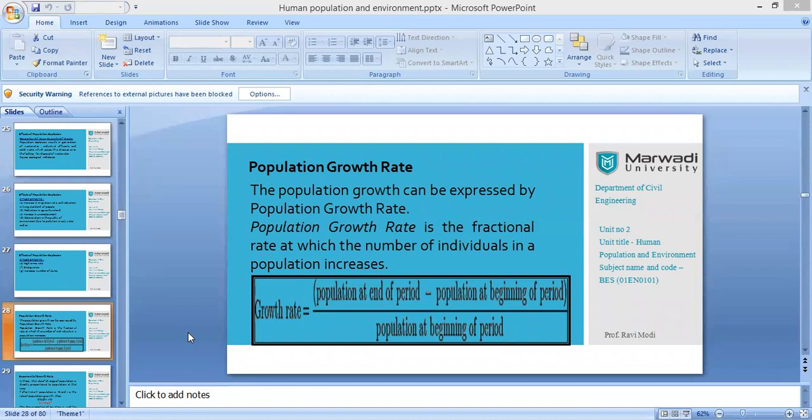Earlier classes. So the topics that we covered in the last class were basically starting off with the definition regarding the population. We defined the meaning of population. It is derived from a Latin word populatio, that means basically people. So a group of people residing in any particular area is known as population.